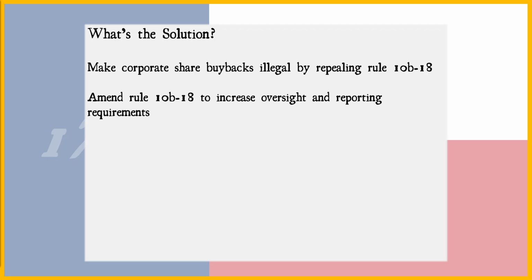Second thing we can do is amend Rule 10b-18 to increase oversight and reporting requirements. And what that might mean is we don't allow executives to blatantly do this to make themselves more money, to make their earnings per share look better, to hit their targets. We put some sort of requirement in there. The reporting requirements and the oversight in 10b-18 aren't good. That's one of the big criticisms people have of it, including myself. So maybe we can change that.